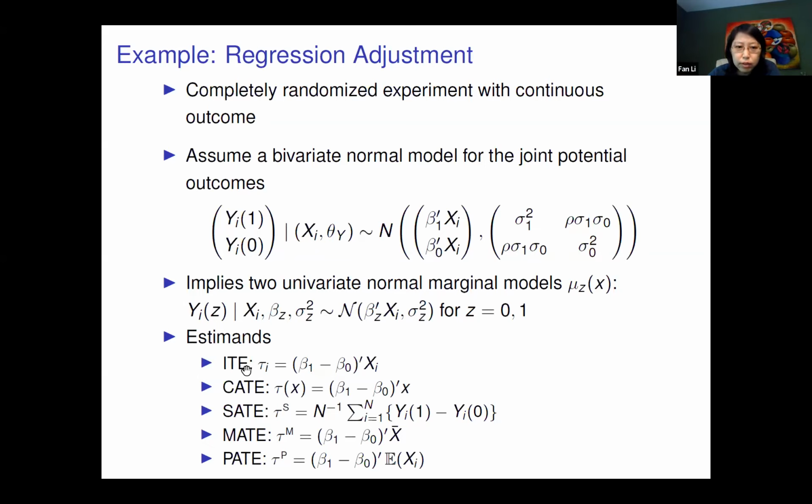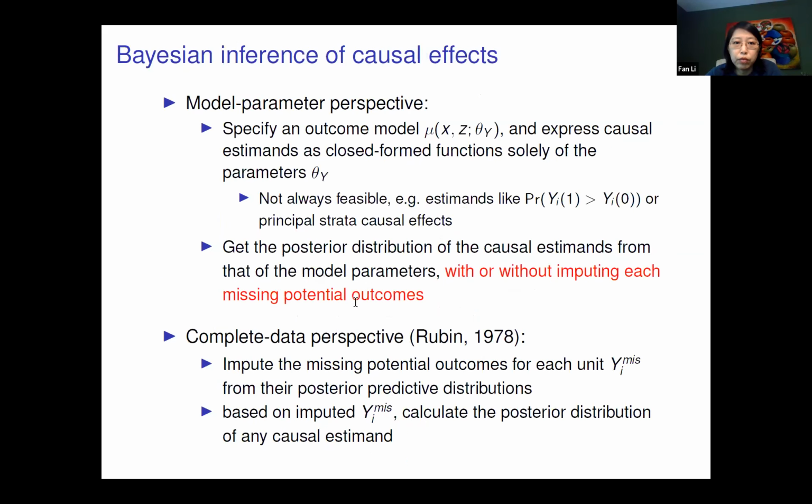Now let's write out the estimand. ITE here would basically be beta 1 minus beta 0 times xi. And the CATE would just be, again, any x you put here. And then SATE is this. I mean, this is just a definition. But the interesting thing is the difference between MATE and PATE here. You can see PATE is beta 1 minus beta 0 times the expectation of x. But MATE just replaces the expectation by x bar. So that's the difference. Again, this is a simple case, but it shows you the practical difference between them.